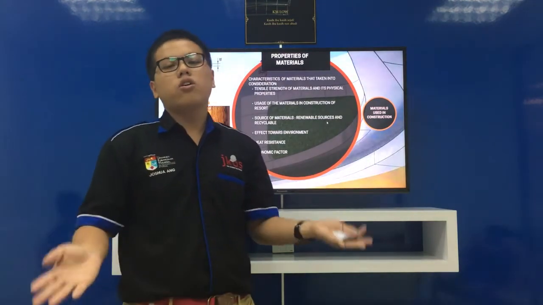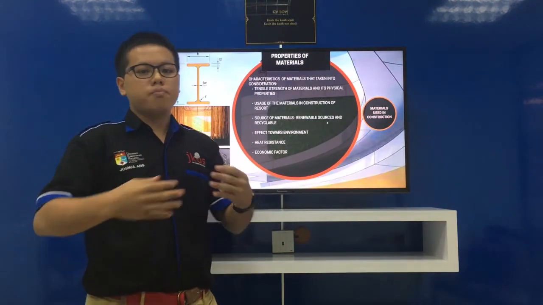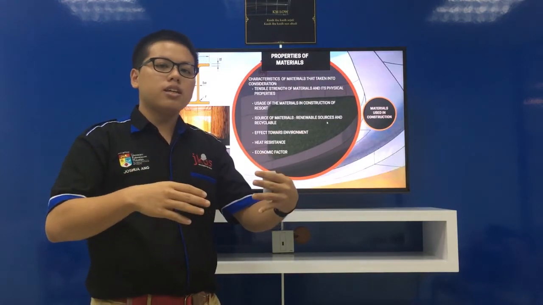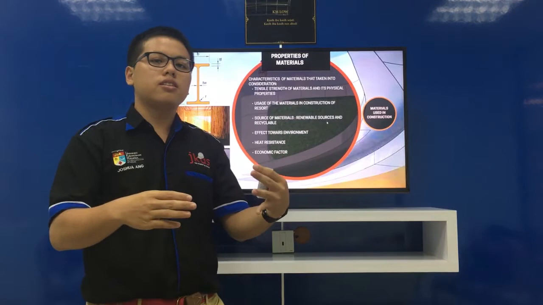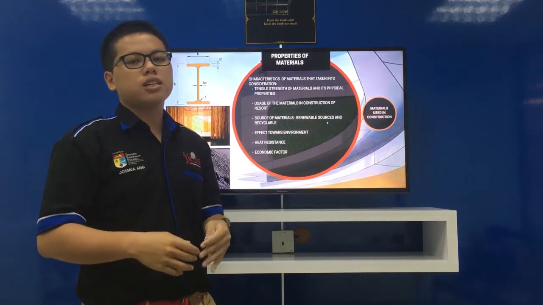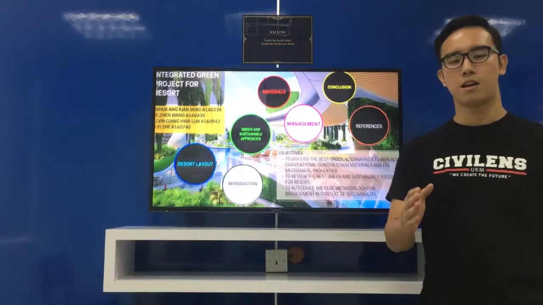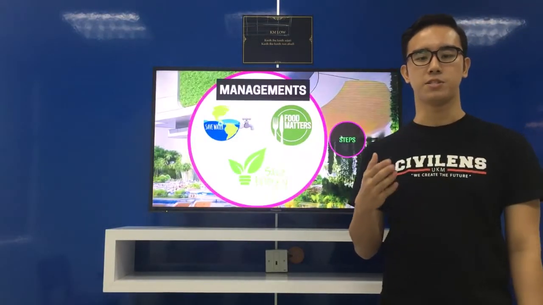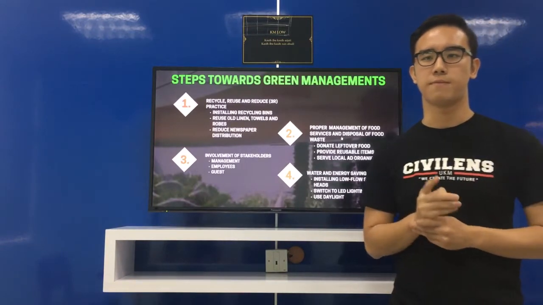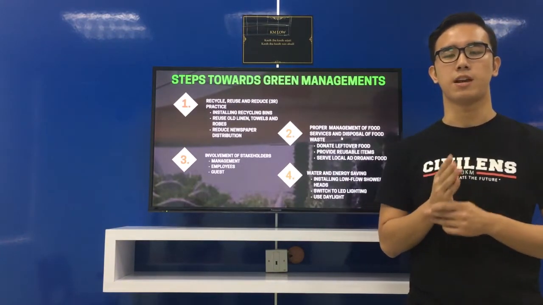Besides that, our hotel is constructed with bi-layered bricks so that the middle vacant layer can be filled with concrete, which acts as a heat insulator. Now, I'll discuss the management of the resort, and we have listed four main points that should be used in our resort. The first point is to reuse, recycle and reduce.